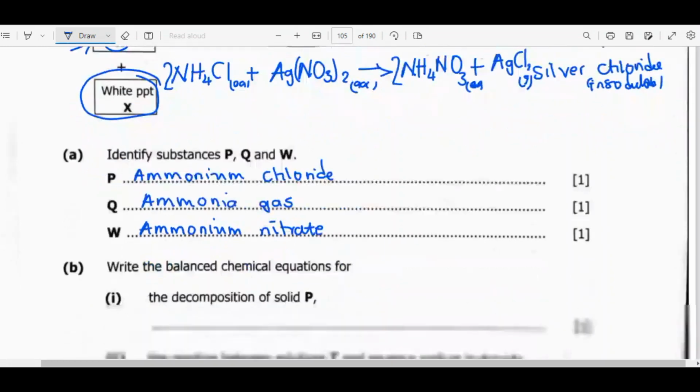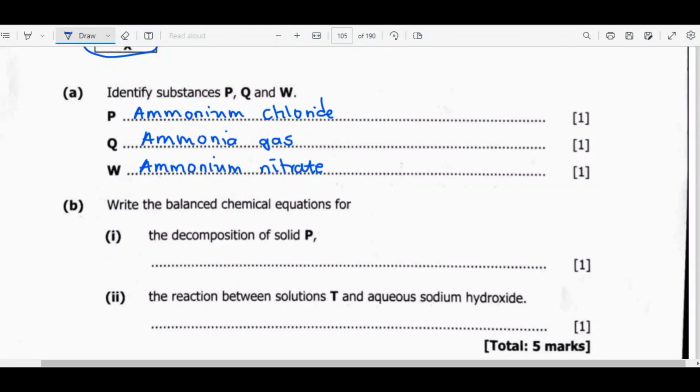We move on to question B, the last one. Write the balanced chemical equation for the decomposition of solid P. Remember, we did this one, so it was ammonium chloride, NH4Cl. This is in solid state, then it's heated, giving us the ammonia NH3 gas plus the HCl hydrogen chloride, since it's a gas, and this equation is balanced, right?